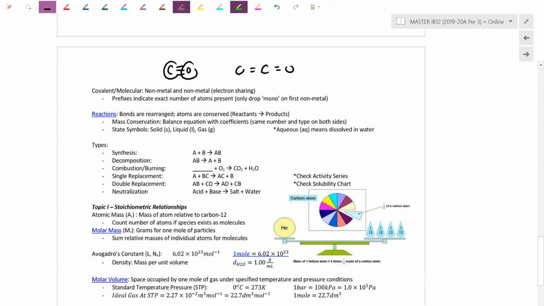And our wording of it here is we use the prefixes to show exactly how many there are. So this one here would be carbon monoxide. If the first one happens to be mono, you can drop the mono. So carbon monoxide. In this case here is carbon dioxide. That was the naming of compounds, ionic and covalent.